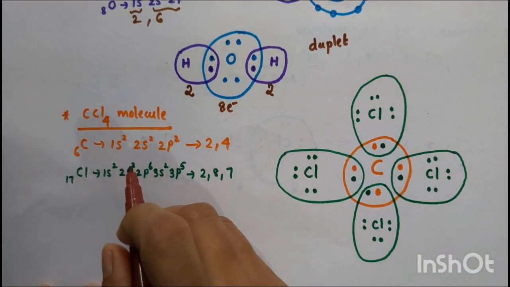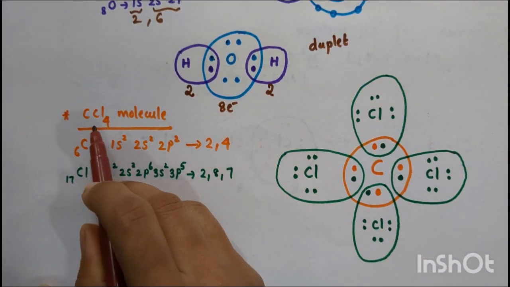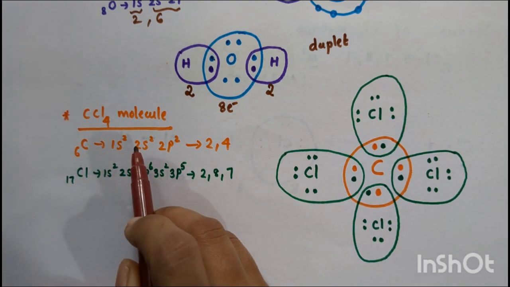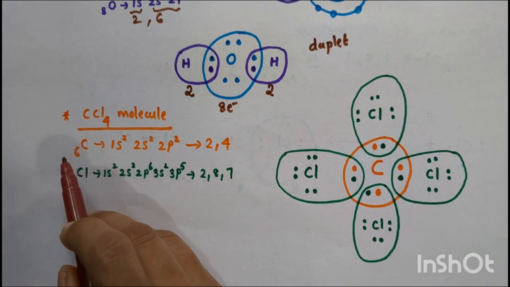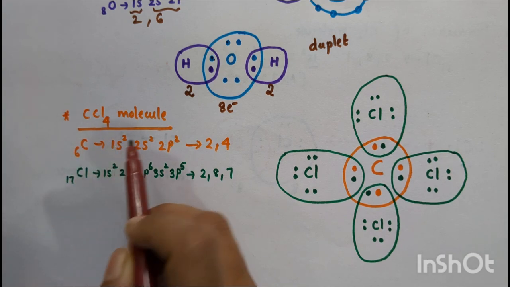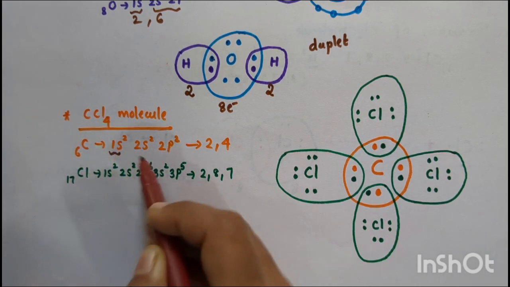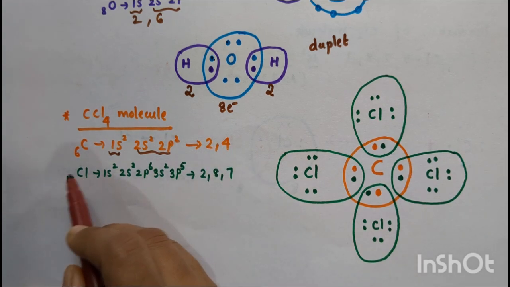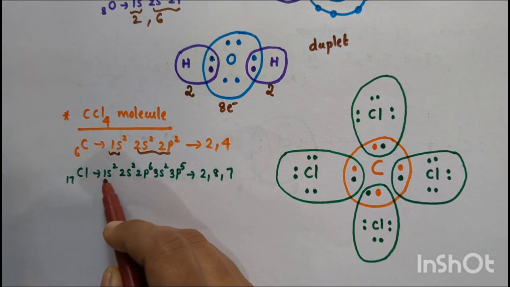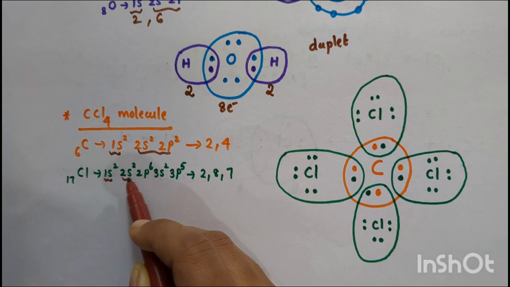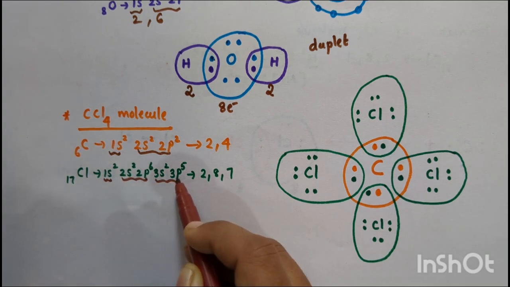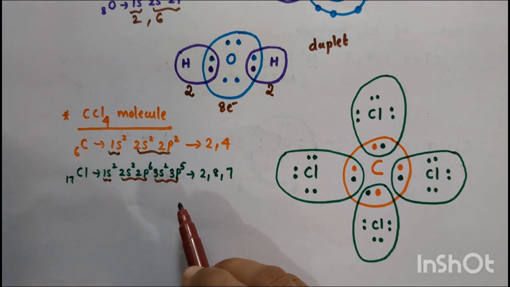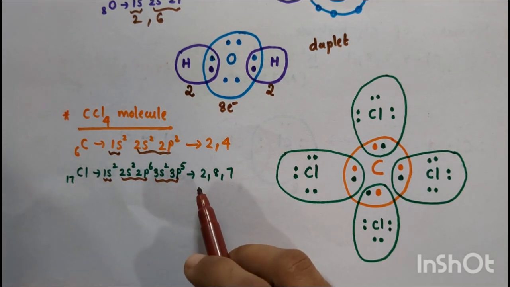Now, let us consider the formation of a carbon tetrachloride molecule, that is, the CCl4 molecule. For carbon, its atomic number is 6, electronic configuration 1s2, 2s2, 2p2. So 2, 4. For chlorine, its atomic number is 17, so the electronic configuration is 1s2, 2s2, 2p6, 3s2, 3p5. So 2, 8, 7. That is the electronic configuration for chlorine.